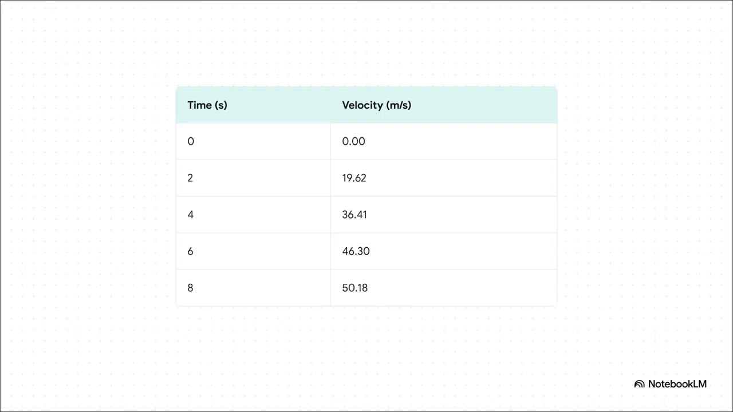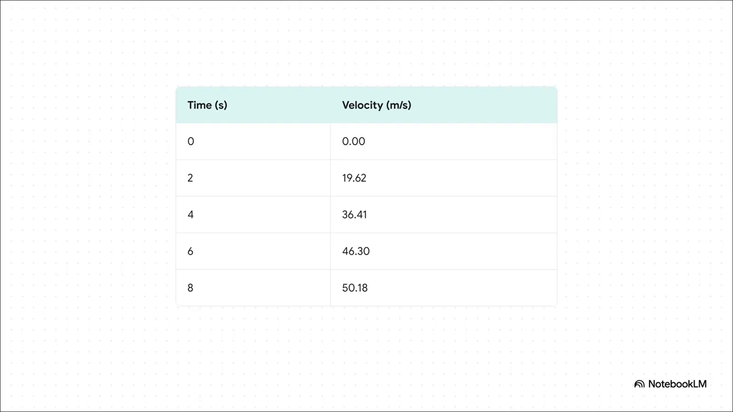We start at time 0, obviously with 0 velocity. We run the calculation, and we find the velocity at 2 seconds is 19.62. Now we use that value as our new old value to find the velocity at 4 seconds, and so on. But notice something interesting here.